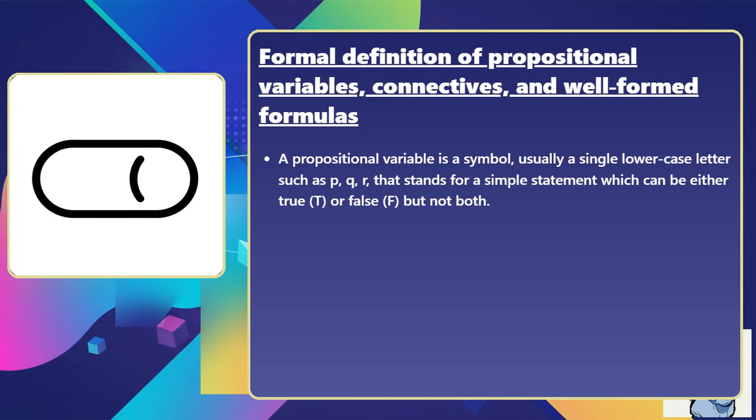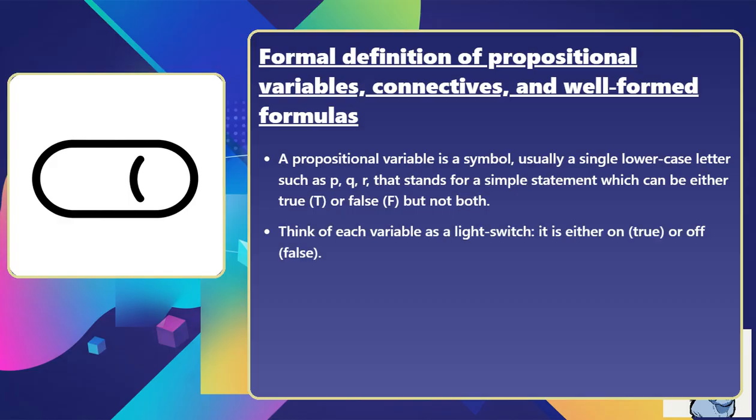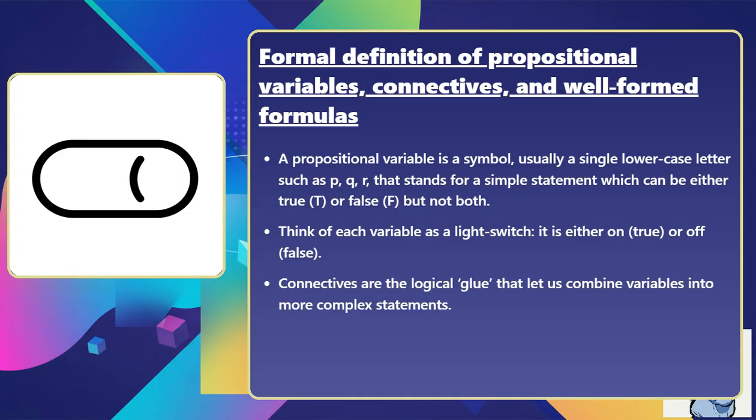A propositional variable is a symbol, usually a single lowercase letter such as P, Q, R, that stands for a simple statement which can be either true or false but not both. Think of each variable as a light switch. It is either on, true, or off, false. Connectives are the logical glue that let us combine variables into more complex statements.